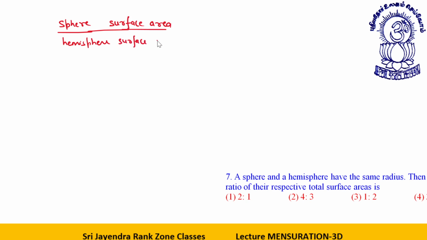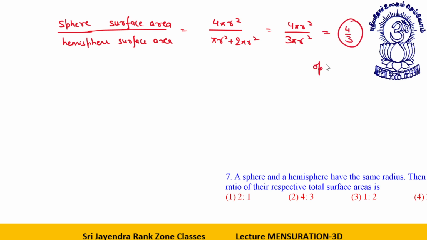What is the total surface area for a sphere? 4 pi r square. This is all curved. For the hemisphere, this is pi r square plus 2 pi r square. So 4 pi r square by 3 pi r square. That gives you 4 by 3, which is the option. Option number 2 is the answer. Okay. Next one.